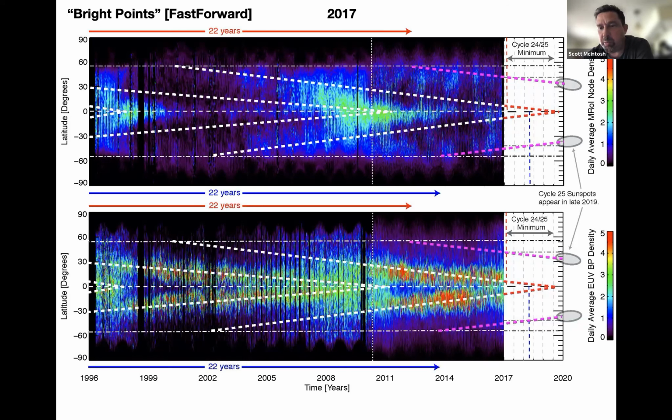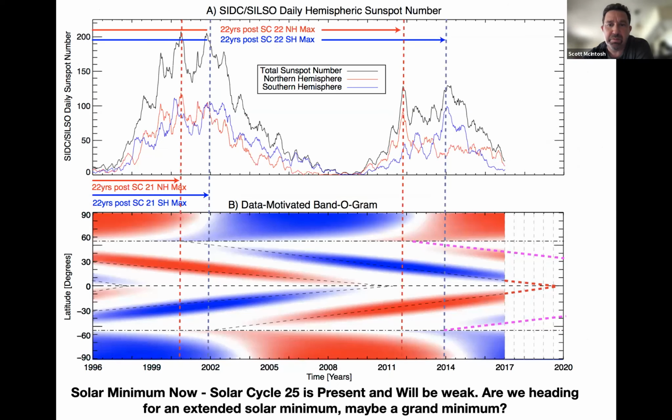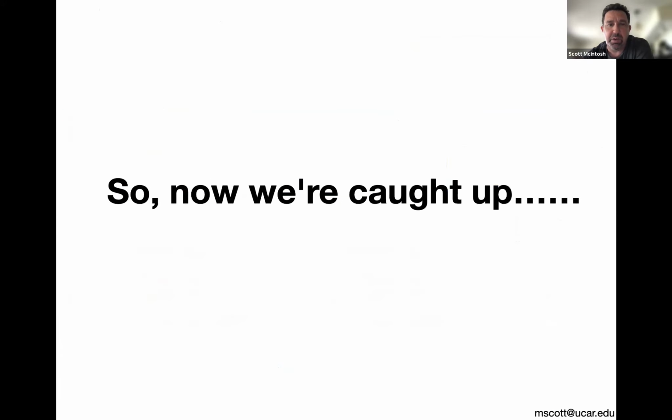But then what we anticipated at the time was we would start to see the first sunspots of cycle 25, probably in late 2019, as those bands near the equator start to cancel one another. This is, again, just an illustration. There's nothing more to add about that.